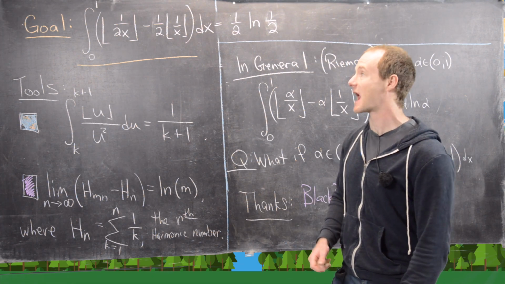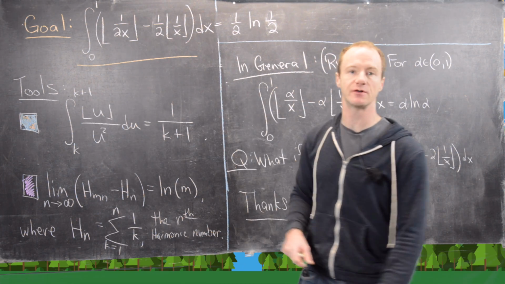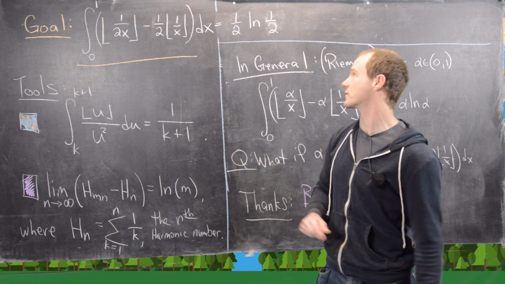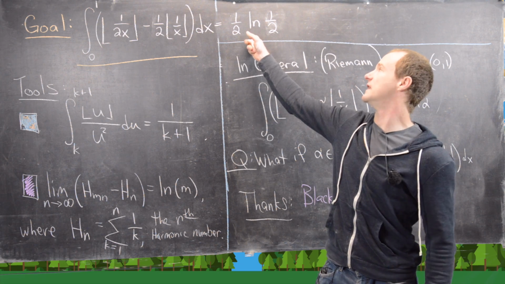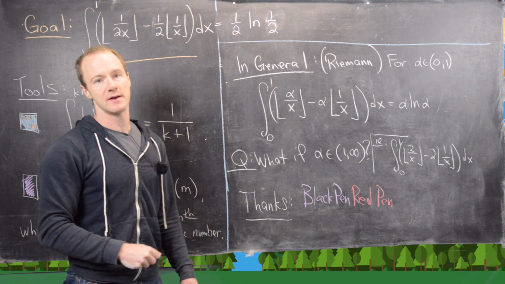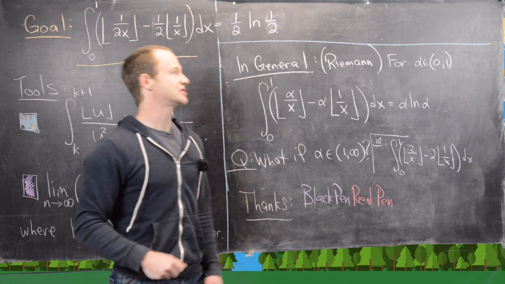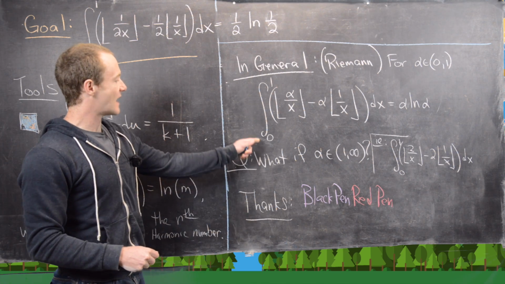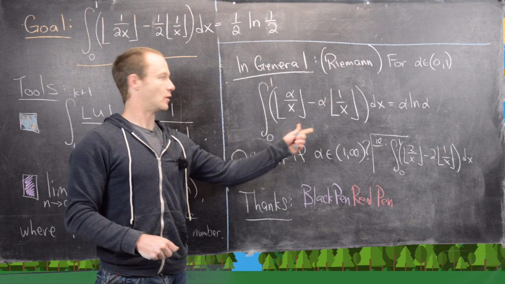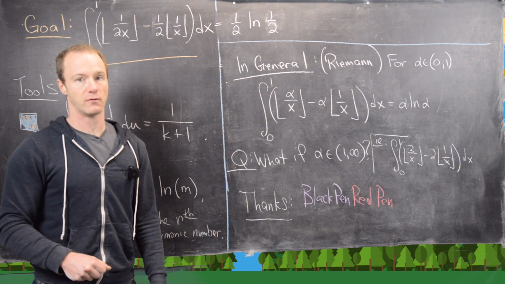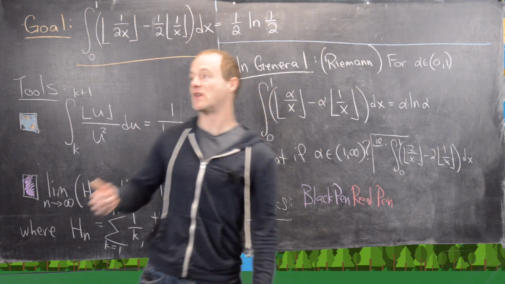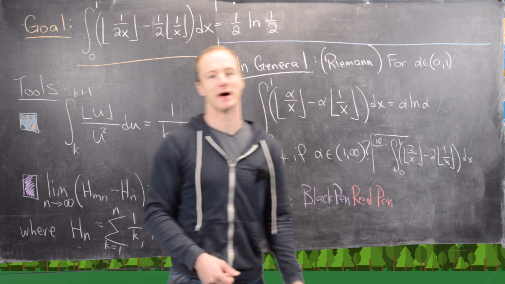Okay, so now that we've looked at our result, in other words, the integral from 0 to 1 of the floor of 1 over 2x minus half the floor of 1 over x is equal to 1/2 the natural log of 1/2, there's actually a more general result that is due to Riemann, and that is for alpha in the interval 0 to 1, we have the integral from 0 to 1 of the floor of alpha over x, minus alpha times the floor of 1 over x, is actually equal to alpha natural log of alpha. So notice we did a very special case of this where alpha was equal to a half.